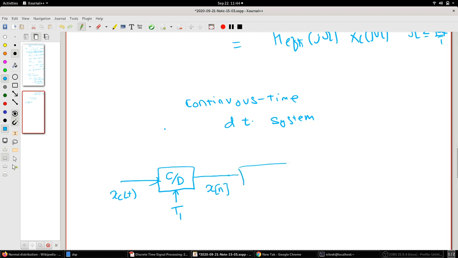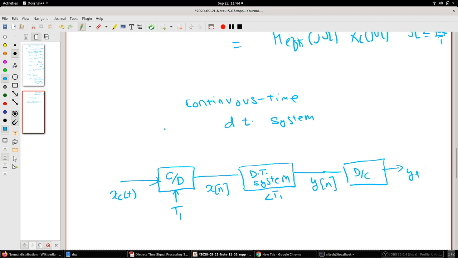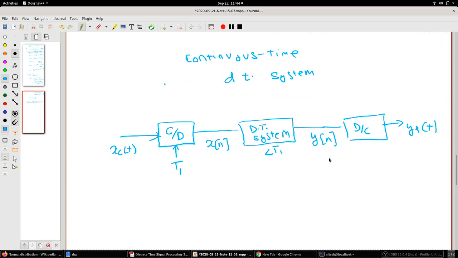Now it is given to a discrete time system. Let's say that this system is an LTI system. This system processes and gives y of n, and then that y of n is converted from D to C using the D to C converter, and you get your y_r of t. This is the reconstructed output to be given to the continuous time system. So now let's assume that this discrete time system is an LTI system.